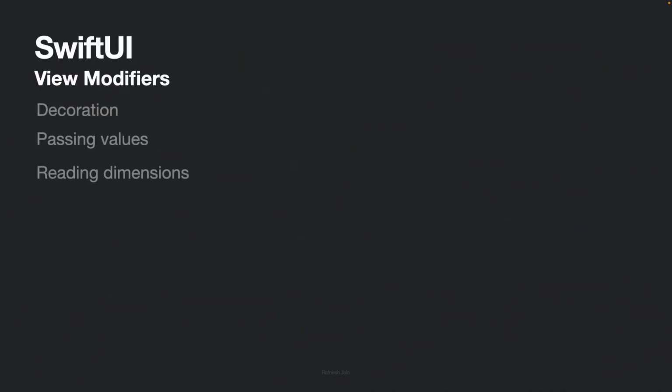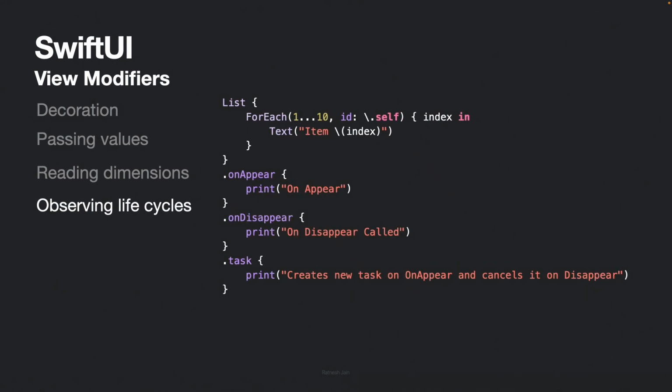So these are the view modifiers. The last one is the observing lifecycle modifiers, like onAppear, onDisappear, and task. This will give us the information whenever the view is appearing and disappearing. And task is the special one because task allows us to call an asynchronous API call in it. So whenever onAppear is called, the task will create a capital Task type, and when it is onDisappear, it will cancel it if it is already running.